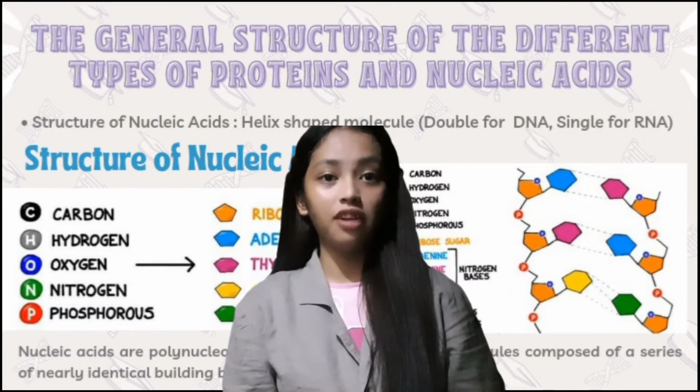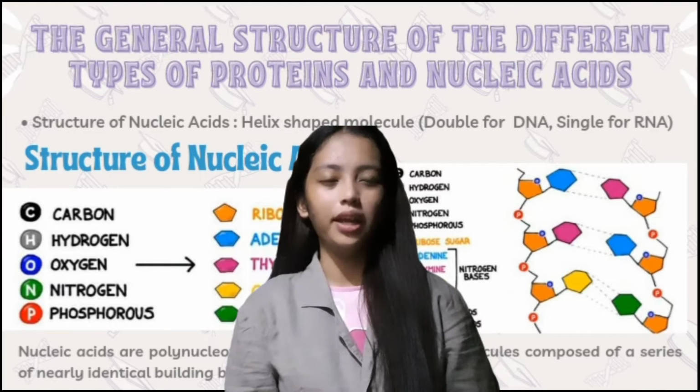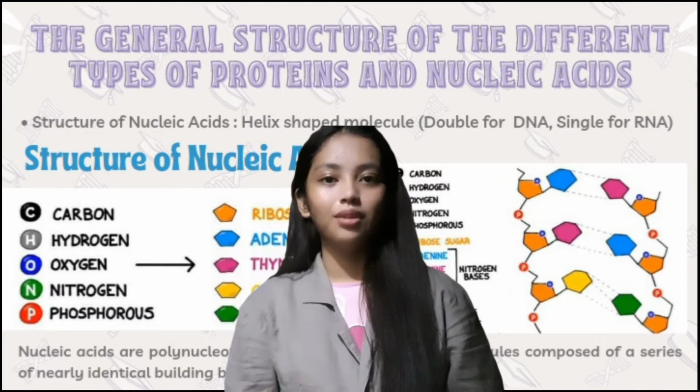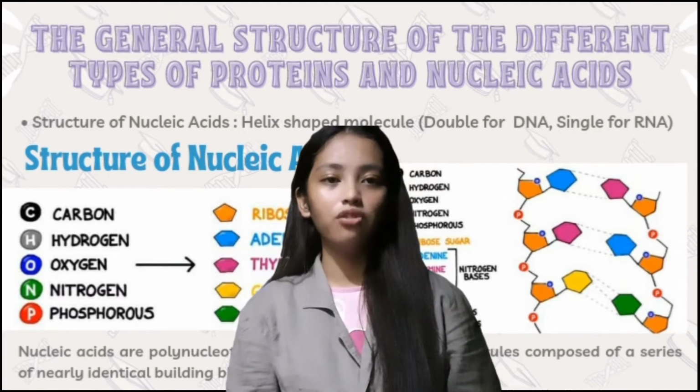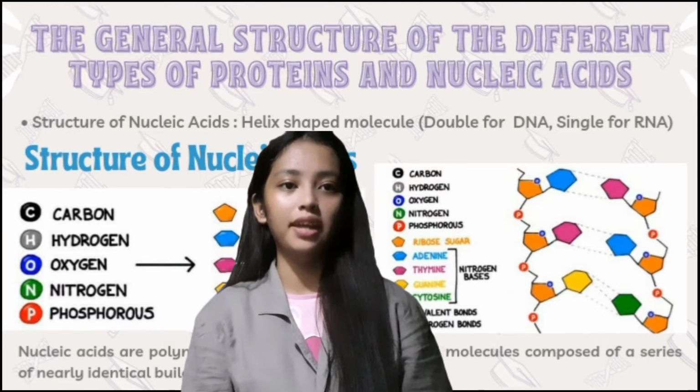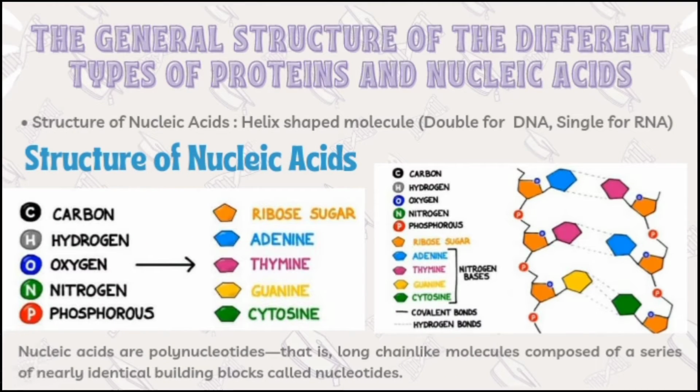The general structure of the different types of proteins and nucleic acids. Nucleic acids are polynucleotides, that is, long chain-like molecules composed of a series of nearly identical building blocks called nucleotides. Usually, nucleic acids are helix-shaped, with a double helix for DNA and single helix for RNA. Carbon, hydrogen, oxygen, nitrogen, and phosphorus atoms are arranged strategically into the building blocks of nucleic acids.